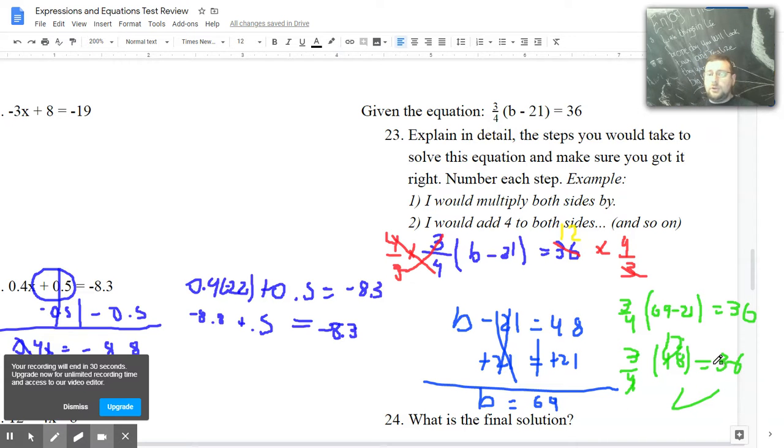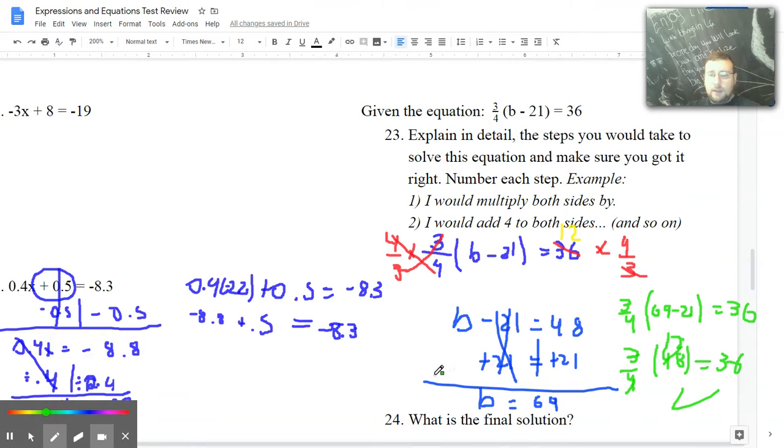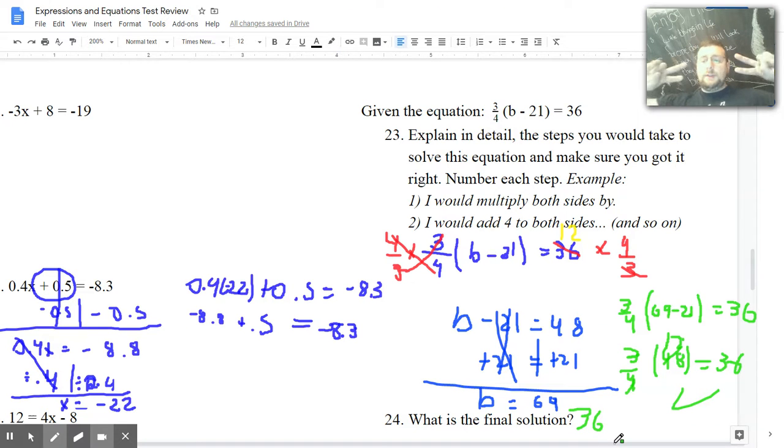So our final solution is going to end up being 36. And what were the steps we did? Well, we first multiplied by the reciprocal of that fraction to get rid of it. And then the second step was adding 21 to both sides. And finally, we did a check step where we plugged in the 69 into the original expression and did one step at a time to verify that both sides were the same. So that is the two-step equation part of the test on the last video.